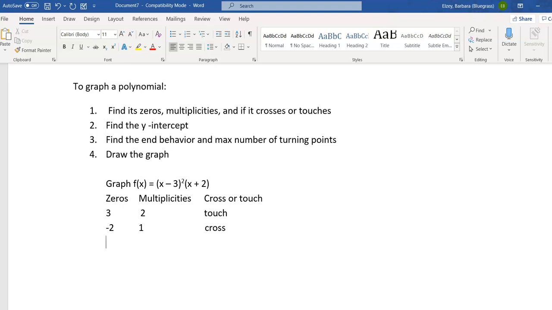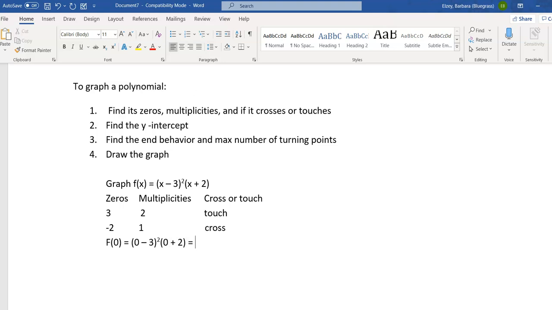All right, let's find the Y-intercept. To find a Y-intercept, we always put 0 into x, just as we did when we were finding y-intercepts with our quadratic functions. So let's put 0 in all of the x's.